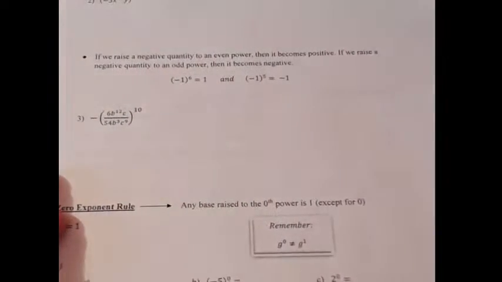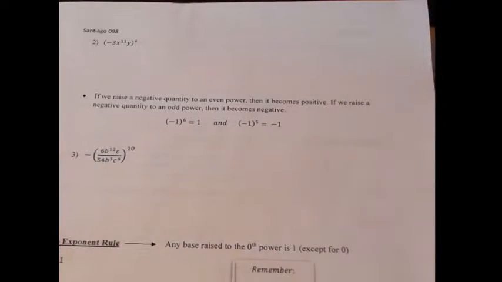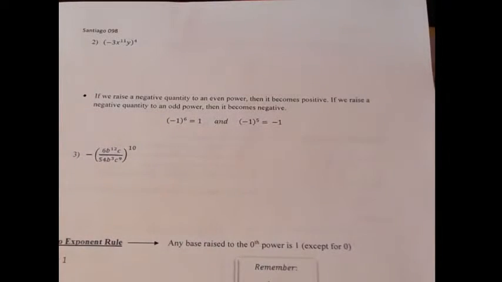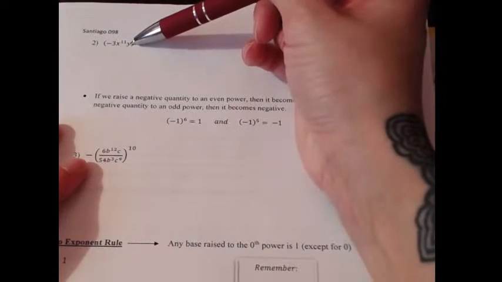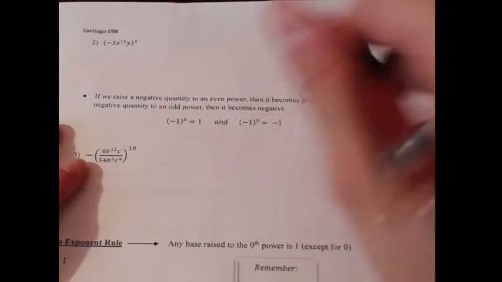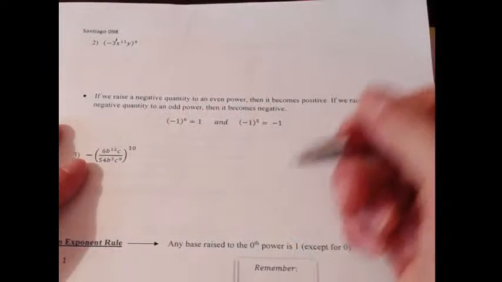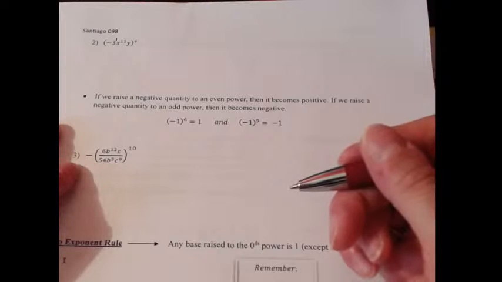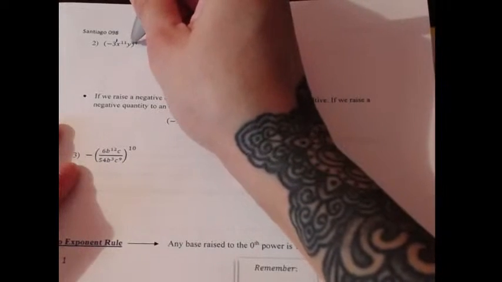Let's do some more. For number 2, we have negative 3x to the 11th y, all raised to the 4th power. So we're going to break this up piecemeal. First thing, we have a base of 3, a base of x, a base of y. We also have a negative value. We'll deal with that in a second. This base of 3 has a power of 1. Make sure you write it in. The base of x has a power of 11, and the base y has a power of 1.